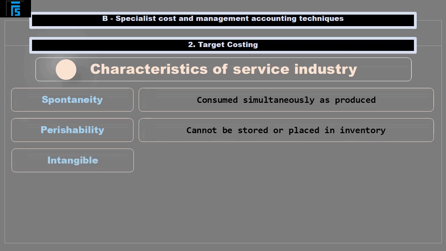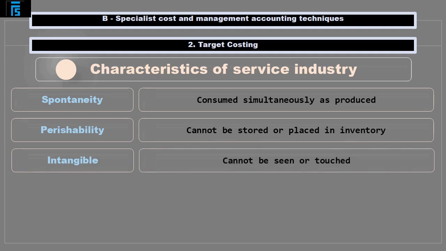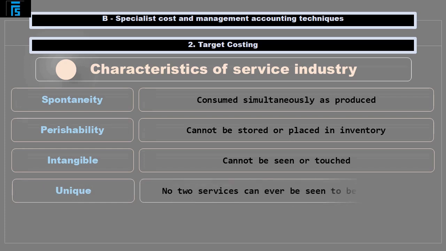Intangible. A service cannot be seen or touched, hence it is intangible. This obviously differs to a manufactured product, which has physical substance and can be seen and touched. Unique. As a service involves people and typically human interaction, no two services can ever be seen to be homogeneous. While standardization of a service may be expected by the customer, this is often very difficult to provide.